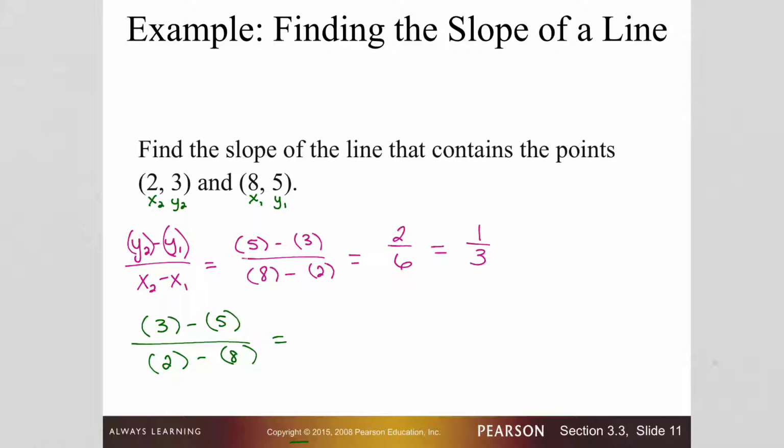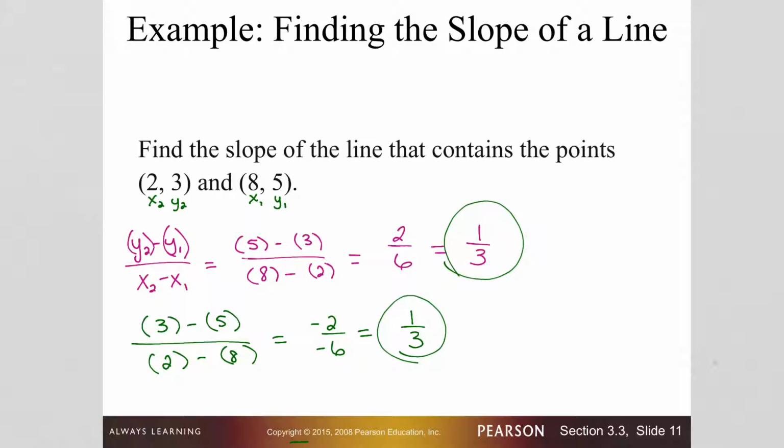Now, let's subtract. 3 minus 5 is negative 2. 2 minus 8 is negative 6. Negative divided by negative cancels, so I'm left with 2 over 6, which is 1/3. Lo and behold, we came up with the same answer. So it does not matter which one you name x sub 1, y sub 1, or x sub 2, y sub 2. Just make sure that the numbers line up.